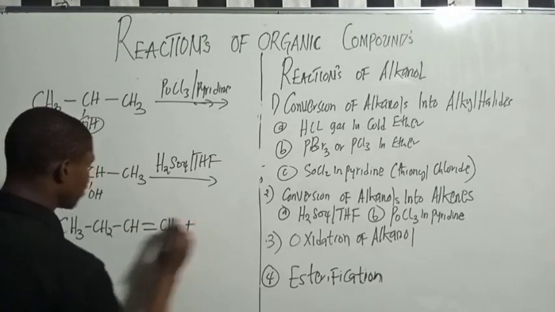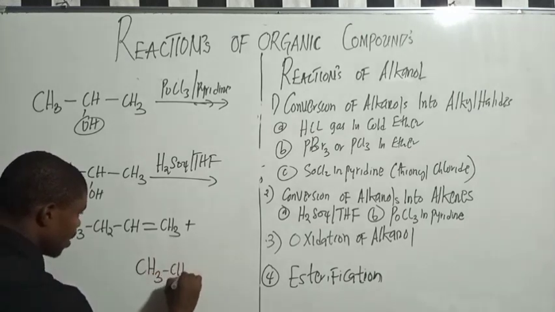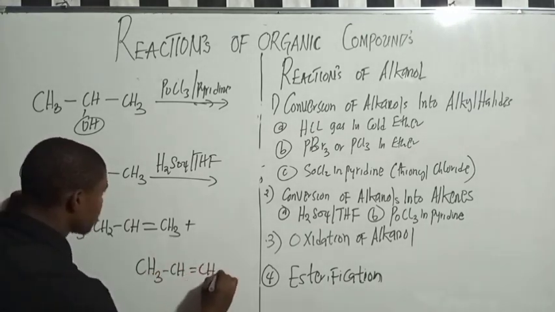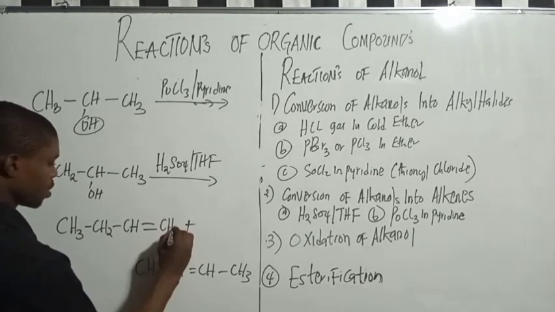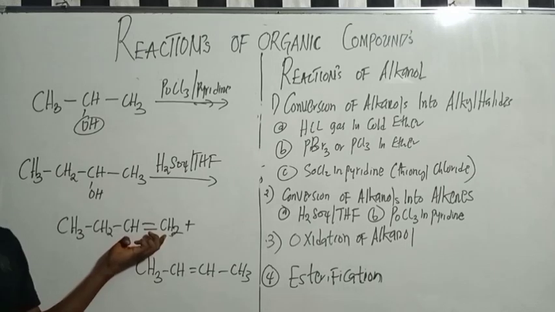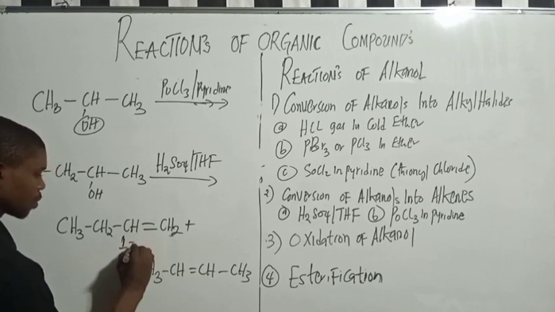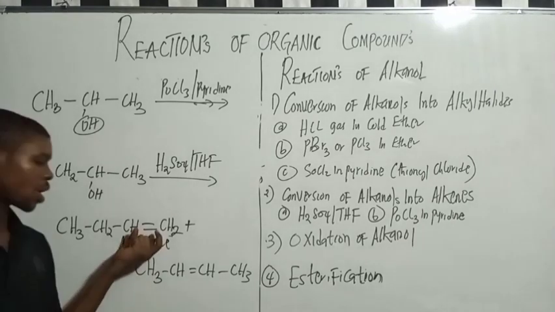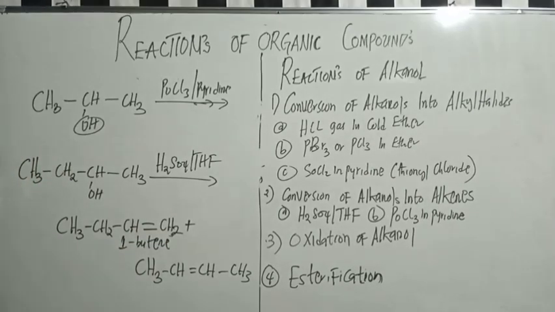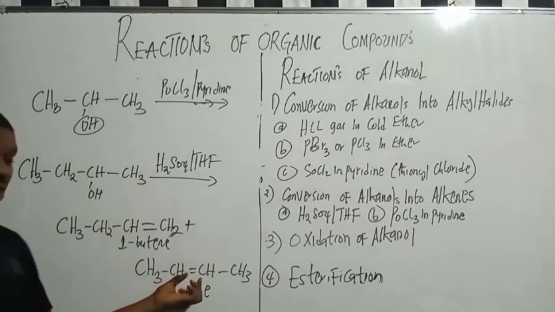What about if I remove hydrogen from this carbon here? So I will have CH3, CH, then double bond CH, then CH3. You observe that the two of them are not the same, right? Now this one is called 1-butene, because the double bond is coming at one. And this one is called 2-butene, because the double bond is coming at two.